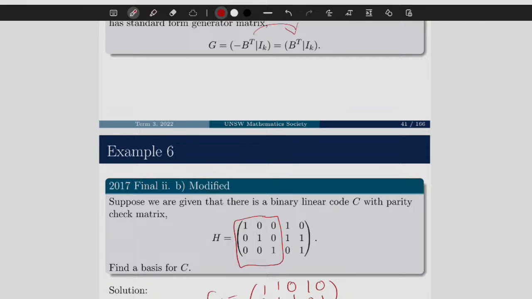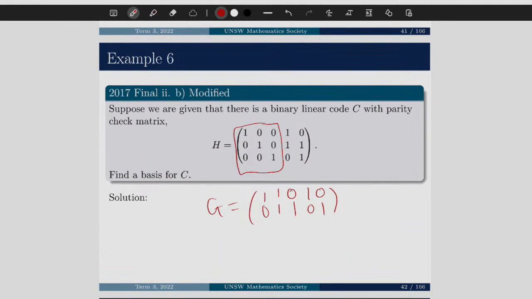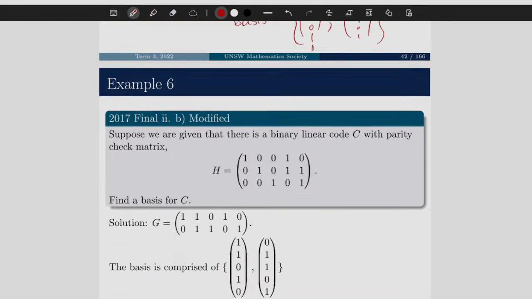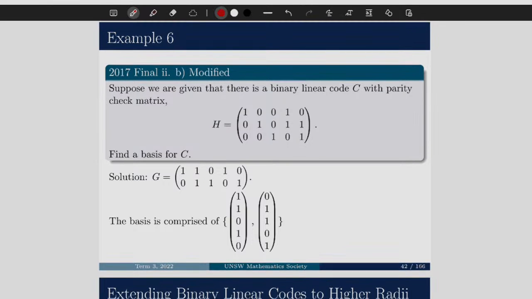And by definition of the generator matrix, the basis for C is just going to be the rows of this matrix, right? So our basis is going to essentially be all of our rows. 0 1 1 0 1. And that's our basis, and that's our answer there. Cool. Hopefully everyone's doing okay with that.